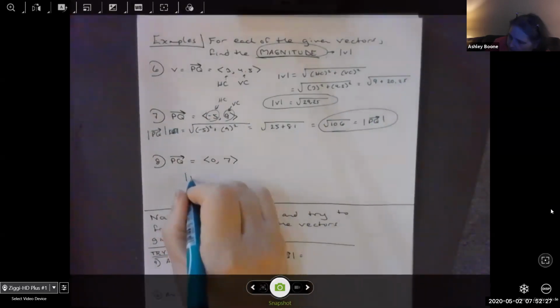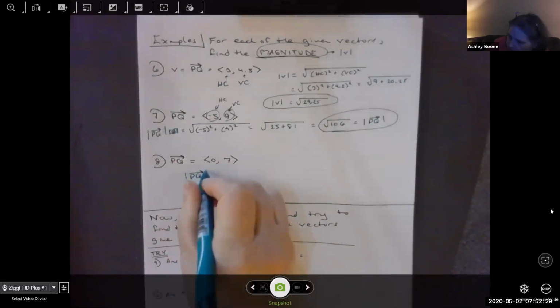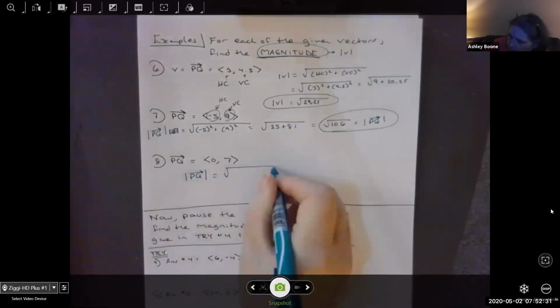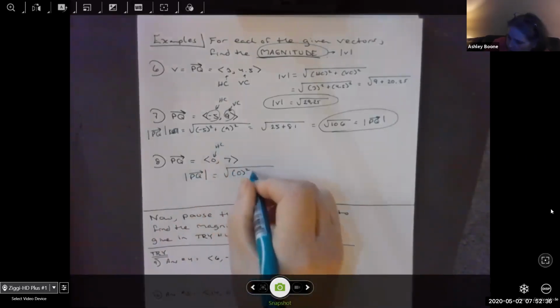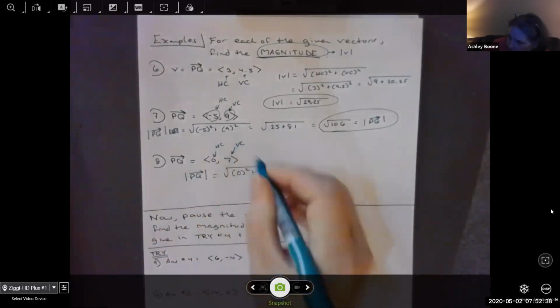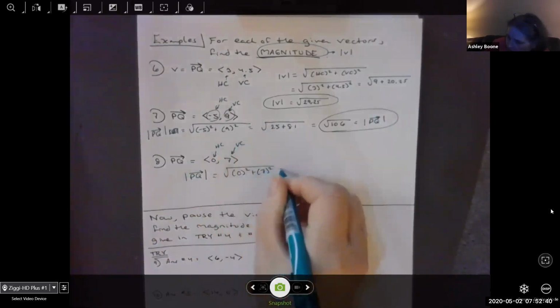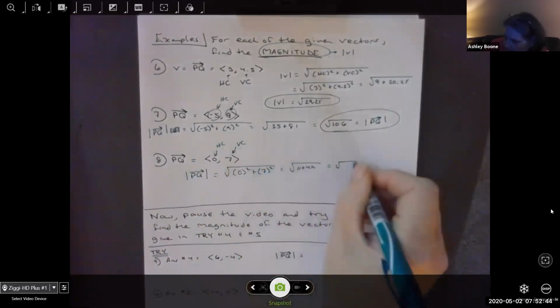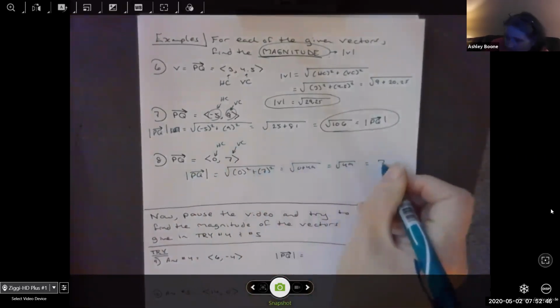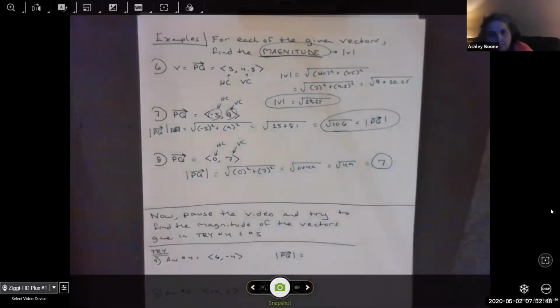The magnitude of PQ here is going to be the square root, your horizontal component squared, plus your vertical component squared. That's going to be 0 plus 49. Square root of 49 is just a nice number 7. Those are the lengths of the vectors.